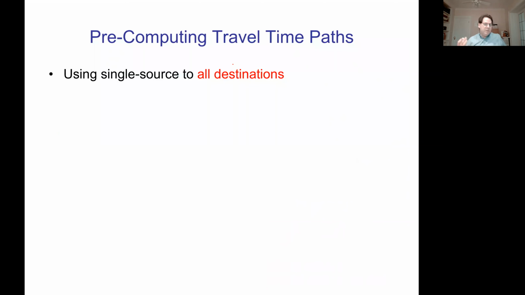Okay, so let's say we've now found a better way to do this. It's actually a relatively small code change, right? It's not a ton of code, but we're going to change our Dijkstra algorithm to be able to do what's called single source to all destinations. Okay, so we need the travel time from any delivery location to any other one.